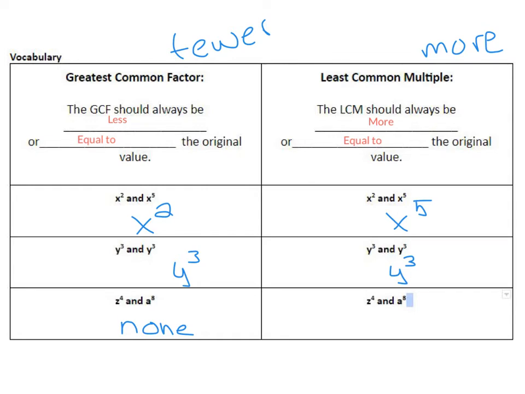And if we're going to try to find the least common multiple of two different things, now we have z to the fourth and a to the eighth. Well, the least common multiple would have to include z to the fourth, and a to the eighth. So that's just going to be a little intro to some of our bigger problems. So let's take a look.